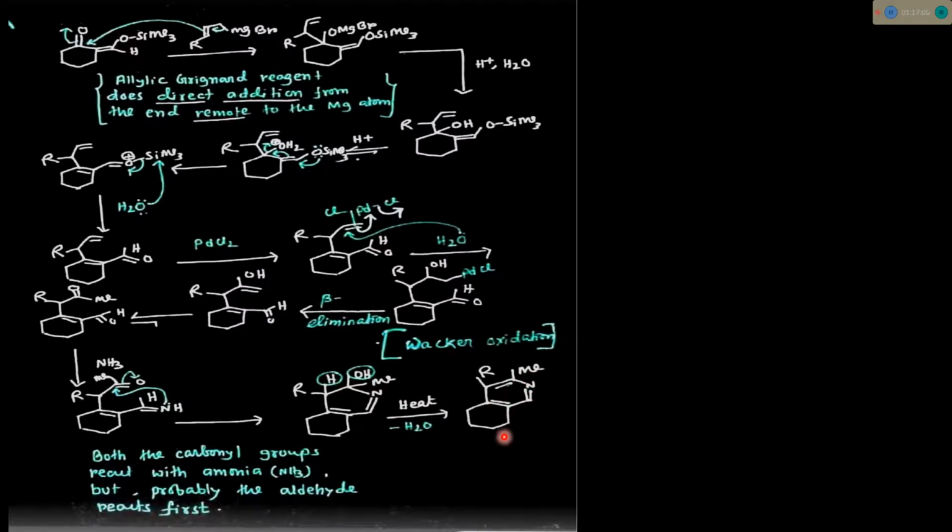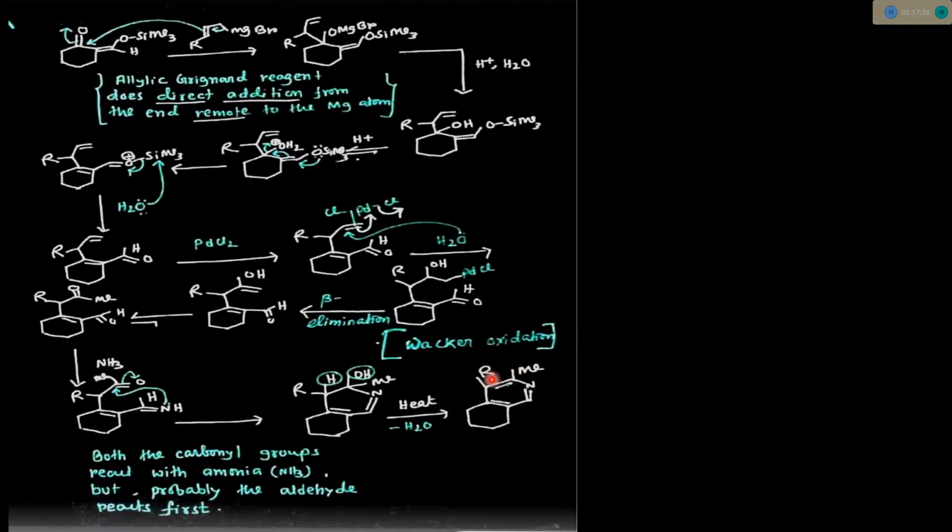So in this case we learn the use of allylic Grignard reagents. They normally react at the remote position, not the position where the magnesium atom is directly attached. And we also learn the Wacker oxidation. So the final product is that.